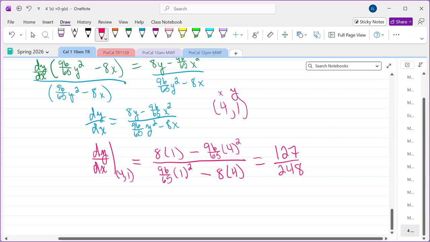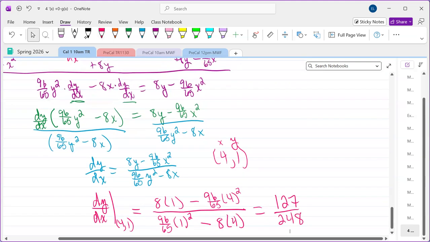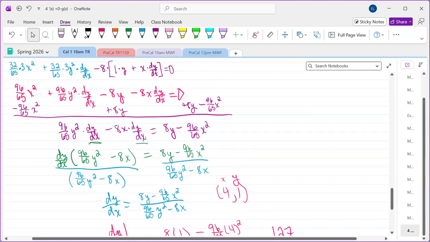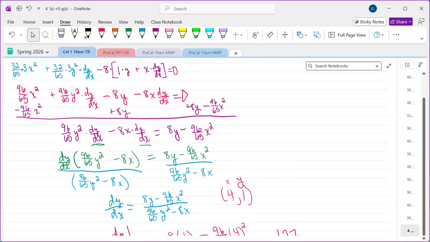So 127 over 248. Sure. I'm confused about the early stuff. So when we distributed the -8 and we're left with the giant function, do we move stuff over to the zero side?